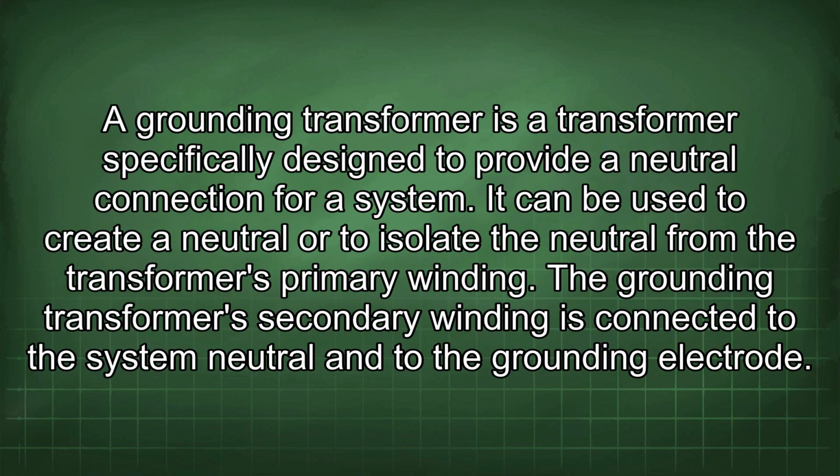A grounding transformer is a transformer specifically designed to provide a neutral connection for a system. It can be used to create a neutral or to isolate the neutral from the transformer's primary winding. The grounding transformer's secondary winding is connected to the system neutral and to the grounding electrode.